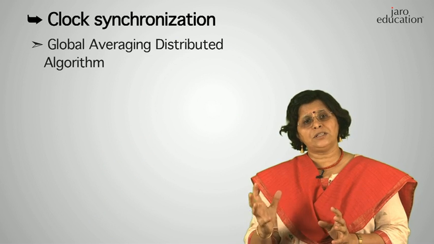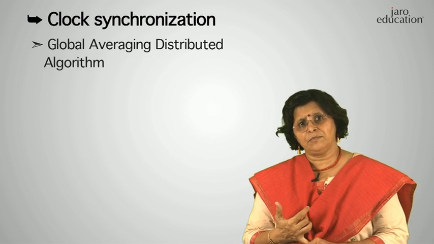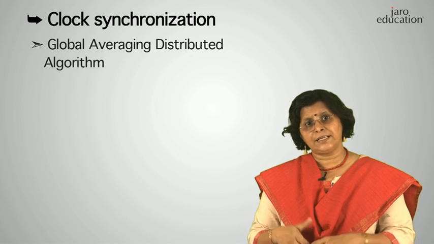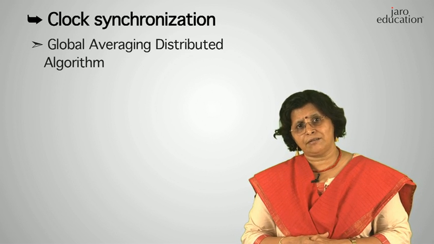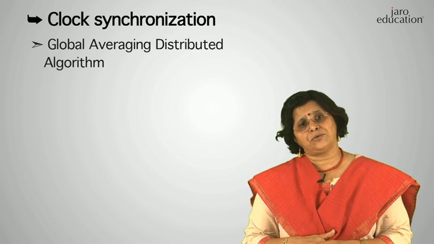So in the distributed algorithms, we will look at two different algorithms, the global averaging distributed algorithm, and the other one is called the localized averaging distributed algorithm. What do we do in the global average distributed algorithm? It is a distributed algorithm. That means all the nodes are responsible for managing the time. It's an averaging algorithm, so all the times are received and they are averaged together, and it is global, meaning every node is going to manage its own time.